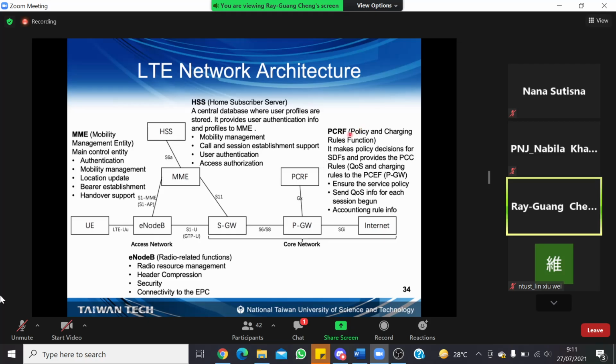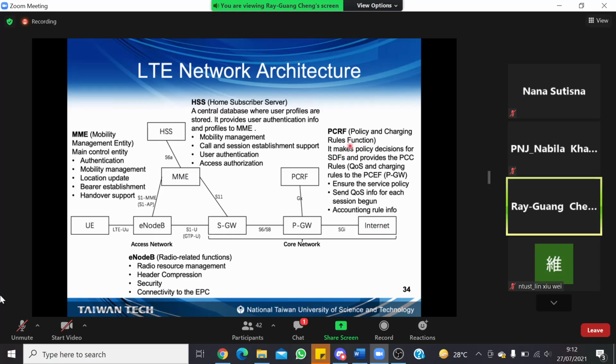We also have PCRF. PCRF is the policy and charging rules function. It makes the policy decision for each user and provides the QoS setting and charging rule to the P gateway. So actually, PCF keeps all the user subscription information. So based on the subscription information, they can use it to set the policy and the charging rule for each user. So accounting information is handled here.